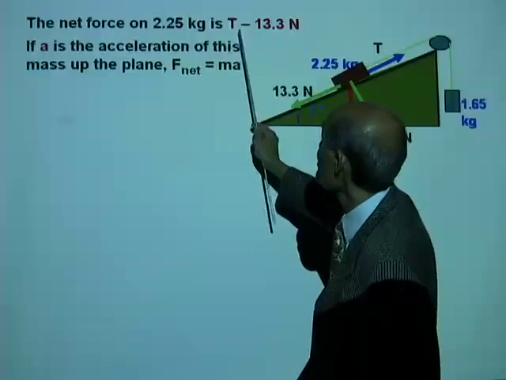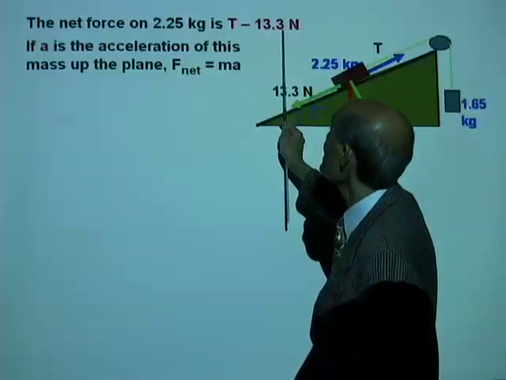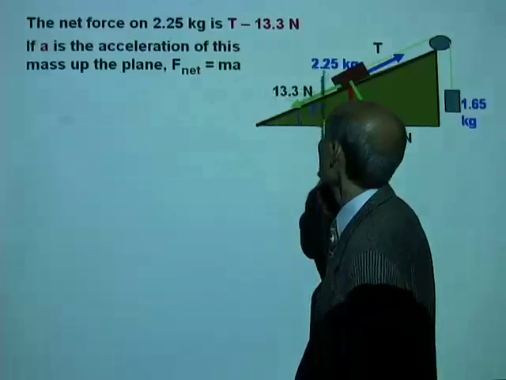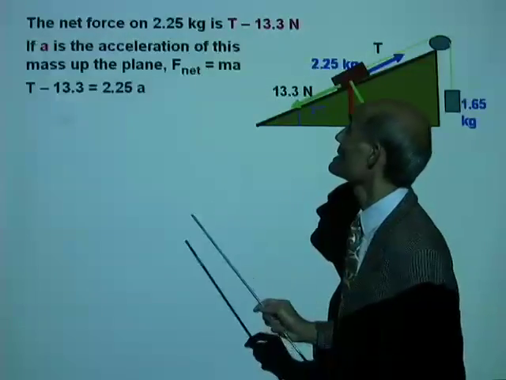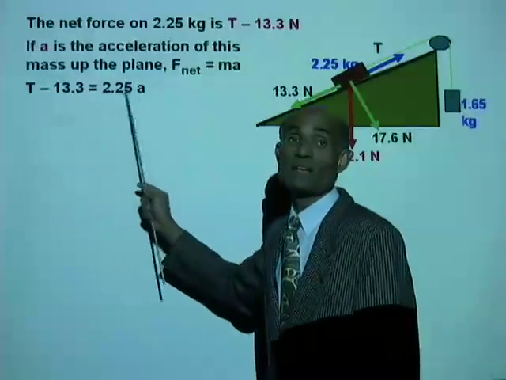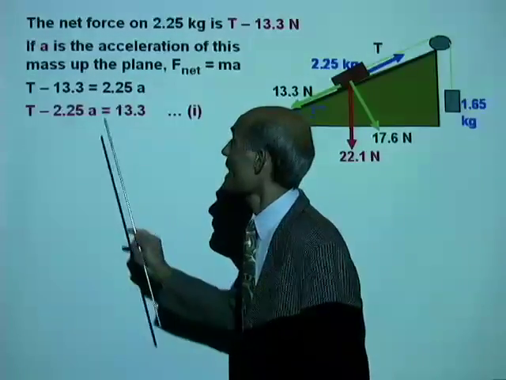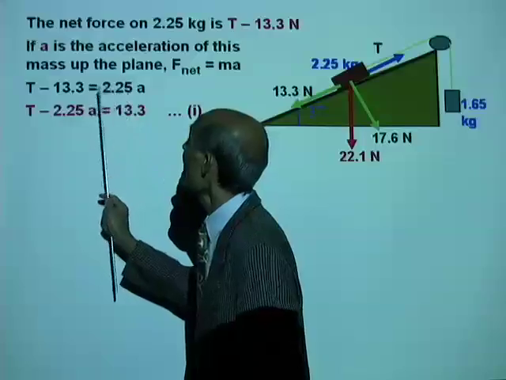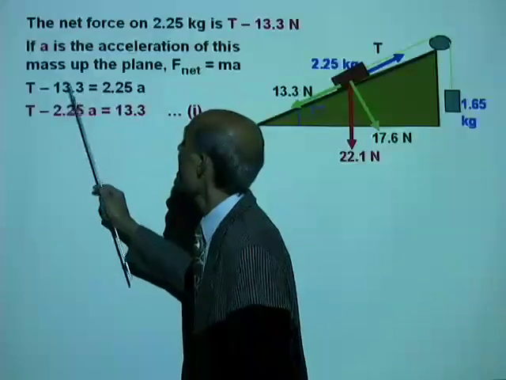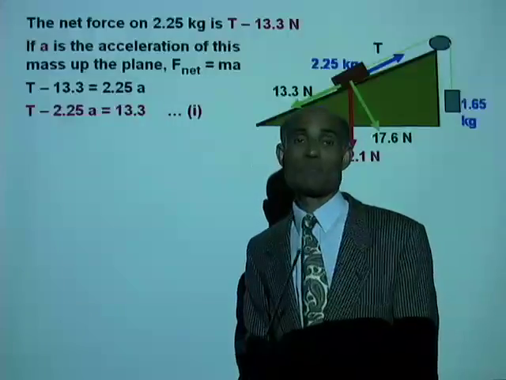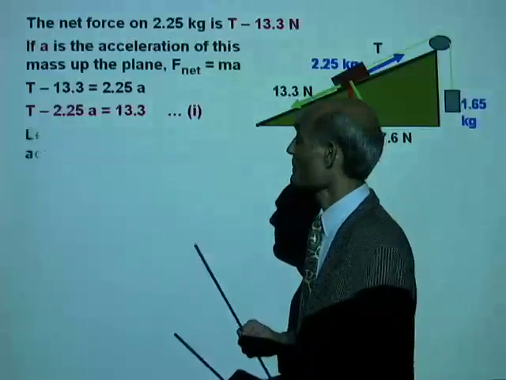What is that first equation? T minus 13.3, that is F net, equal to MA, 2.25 times A. Let's rewrite that equation. That will be T minus 2.25A equal to 13.3. That is our first equation.